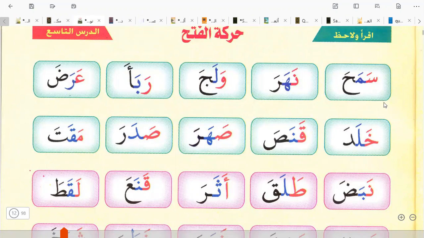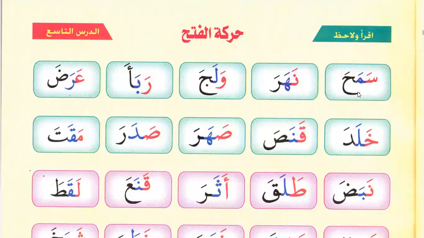Okay, Rian, start. Okay. Samaha. Good. Nahara. Read every word two times. First separately. Nahara. Nahara.